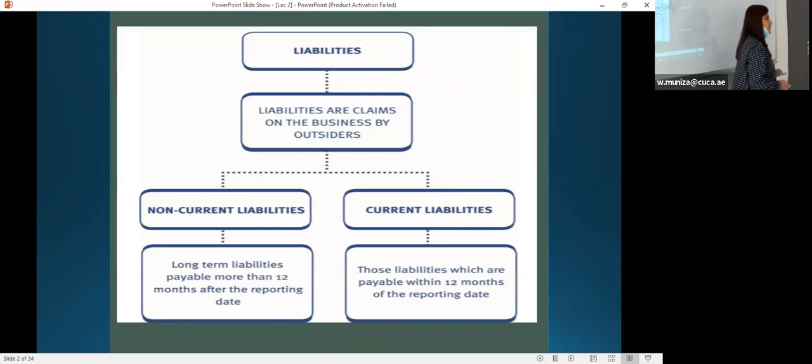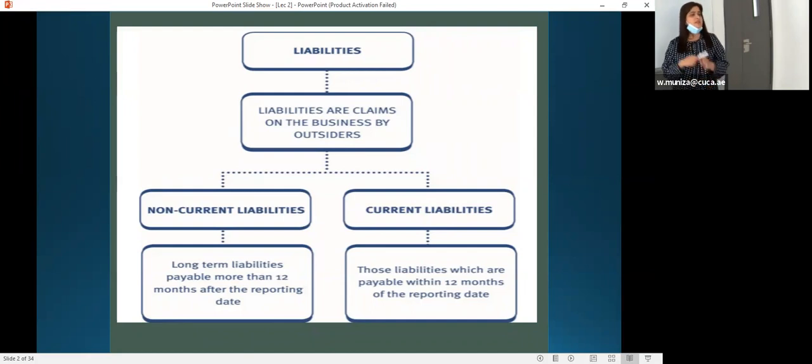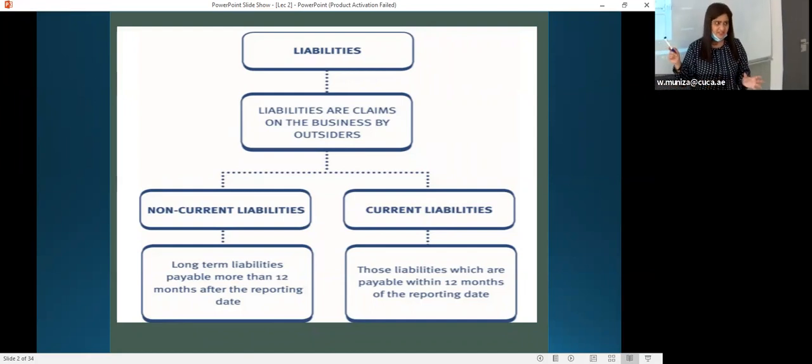So those liabilities for which we get a time to fulfill them for a period of more than 1 year are known as non-current liabilities. On the other hand, those liabilities which have to be fulfilled within 1 year are known as current liabilities. So how are you getting it?